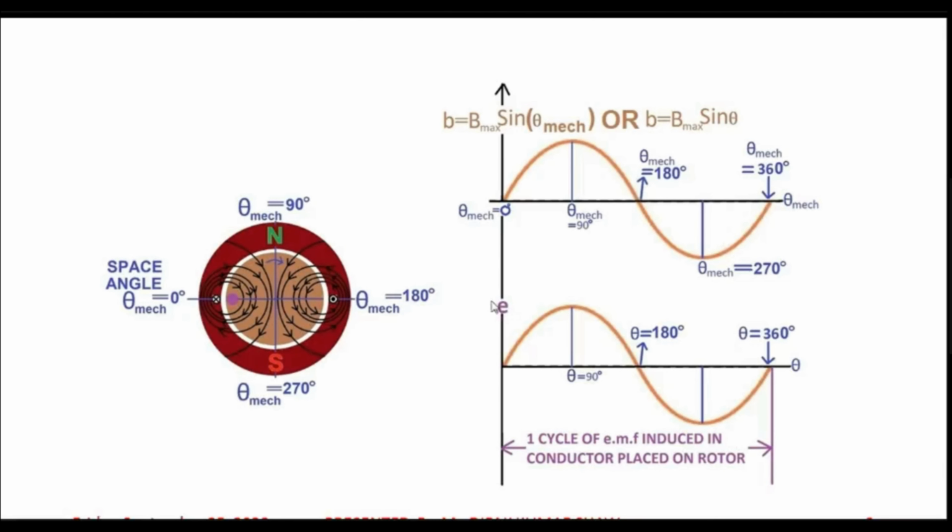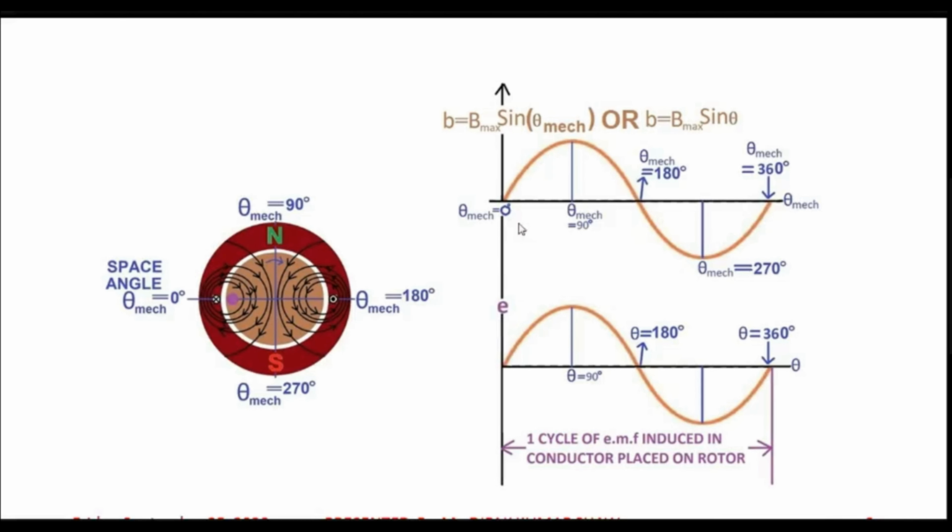So we say that the variation of induced EMF in the conductor which is placed on the rotor, that is small e, will be exactly the same as the variation of the magnetic flux density. That means whatever is the waveform, or whatever is the nature of the variation of magnetic flux density in the air gap periphery, that would be the variation of induced EMF in the conductor which is placed on the rotor.